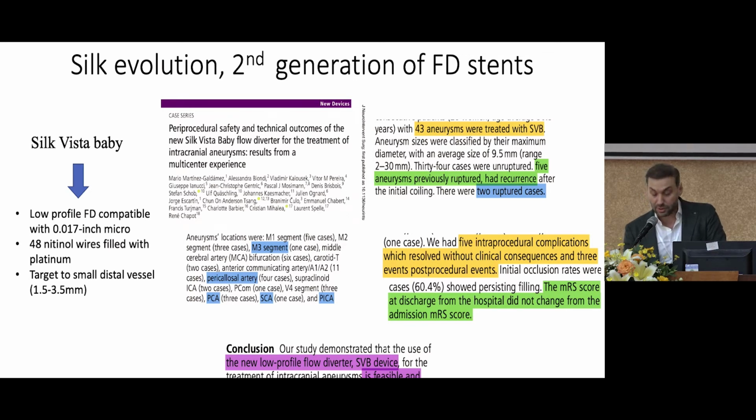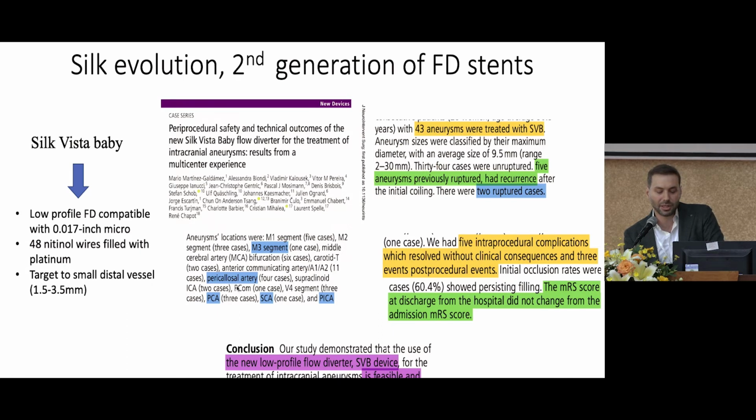There's also a paper with the contribution of multiple centers. I want to take your attention to the locations of the vessels where they deployed SILK Baby flow diverters. It's pericallosal artery, PCA, even SCA, and the PICA, of course. And they deployed SILK Baby in 2 ruptured cases. They also used it in an acute fashion.